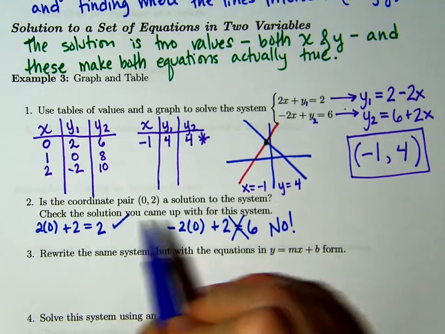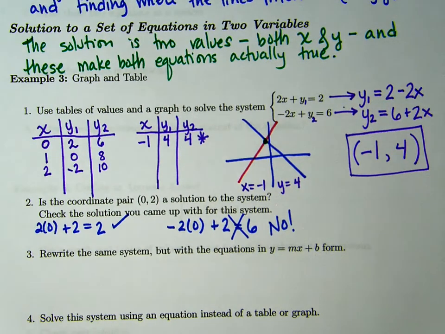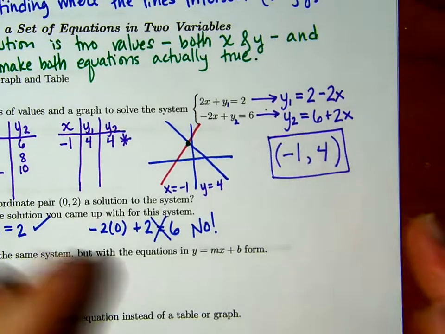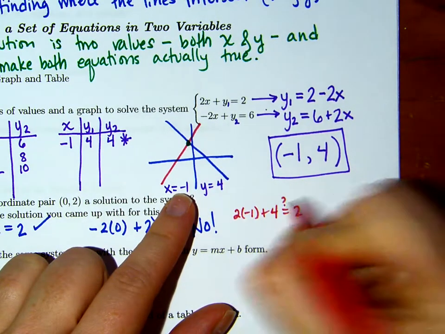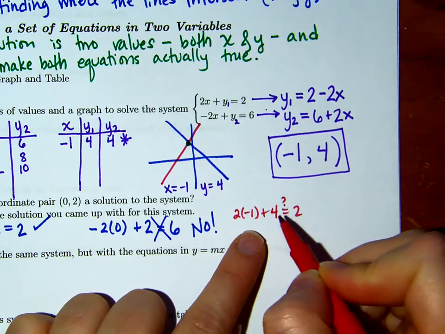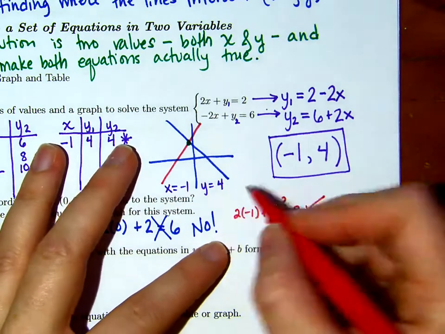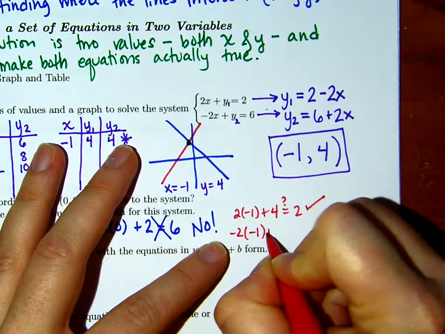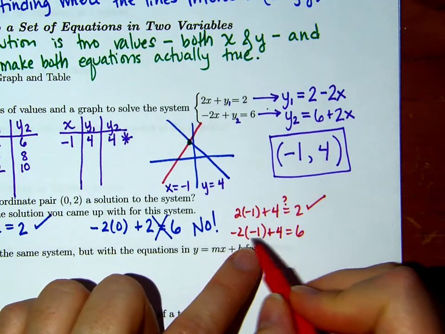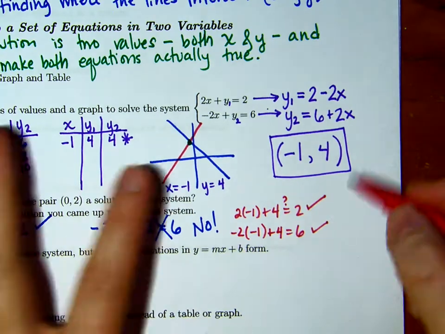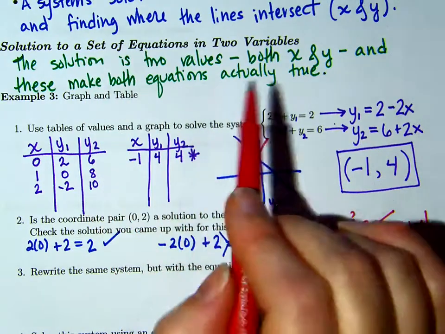Okay, and then it says check the solution you came up with for this system. And we came up with -1, 4. Okay, 2 times -1 plus 4 equals 2, question mark. -2 plus 4 is equal to 2, check. And let's see, -2 times -1 plus 4 equals 6. Negative 2 times -1 is +2. 2 plus 4 makes 6. Yes. It worked in both. It made both equations actually true.